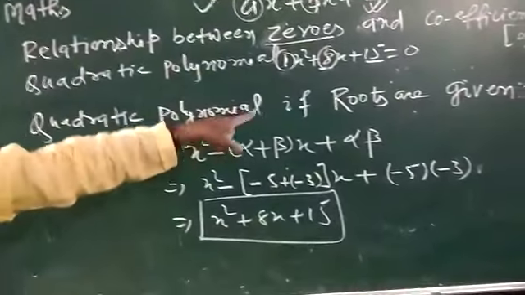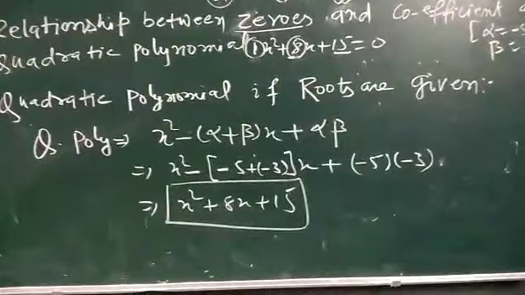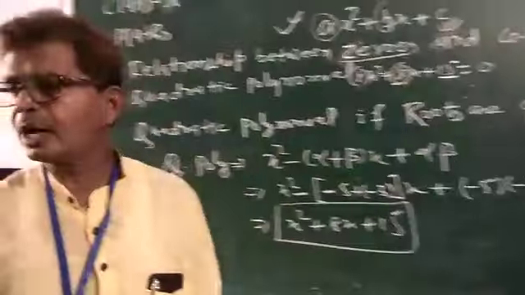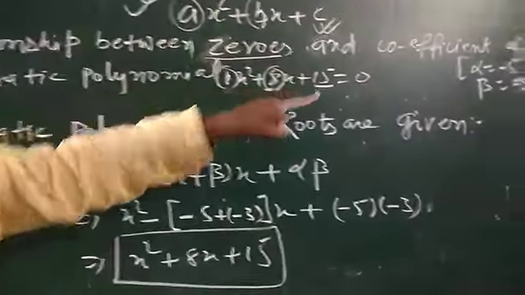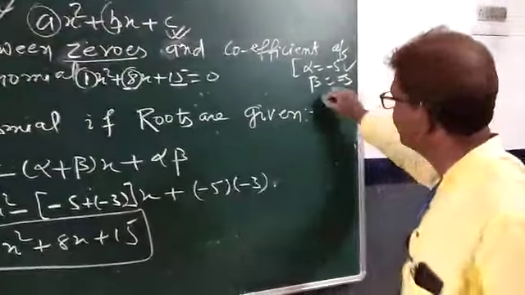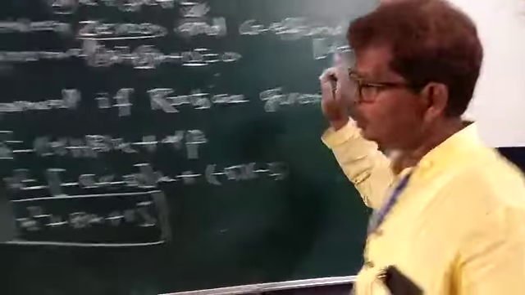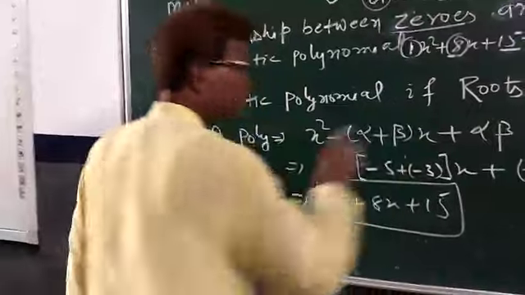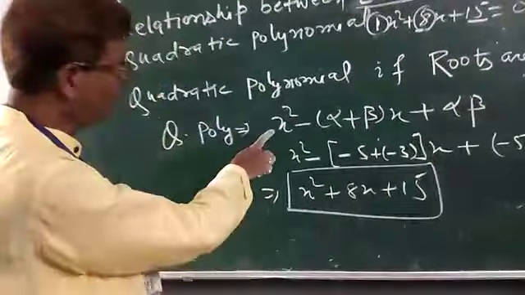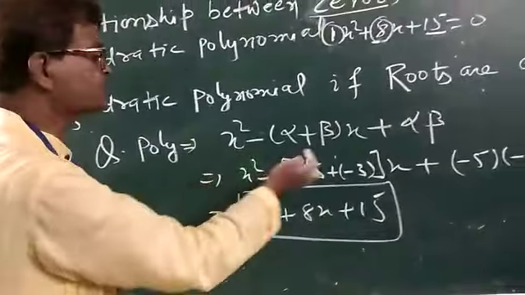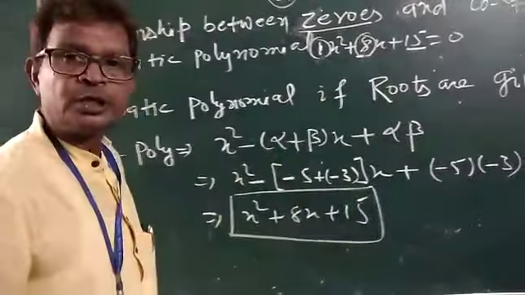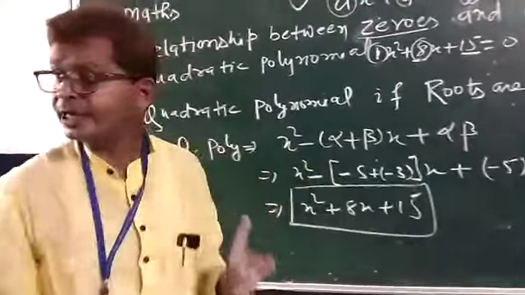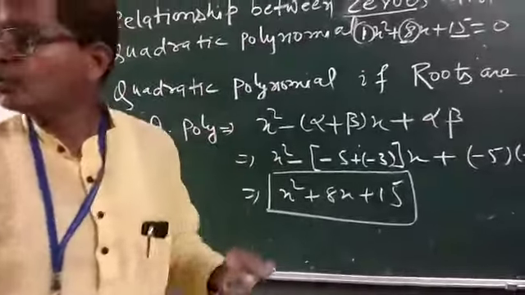Students, now we can have a formula. If the roots of the given quadratic polynomial are given, just try to understand. We have just calculated alpha is equal to minus 5 and beta is equal to minus 3. If alpha and beta are given, then the quadratic polynomial will be equal to x square minus the sum of the roots, alpha plus beta, into x plus the product of the roots. This is the formula to get the quadratic polynomial with the help of the given roots.